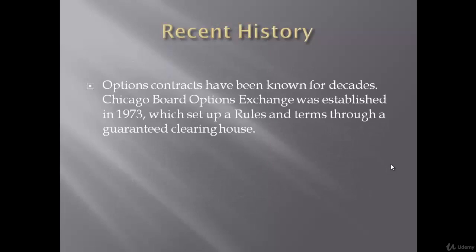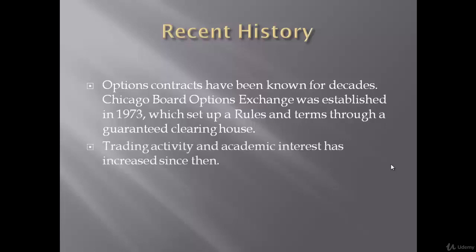In the recent history, option contracts have transformed. Option contracts have been known for decades, even centuries, whereas the Chicago Board Options Exchange was established just recently in 1973, which set up rules and terms through a guaranteed clearinghouse. Trading activity and academic interest have increased since then.